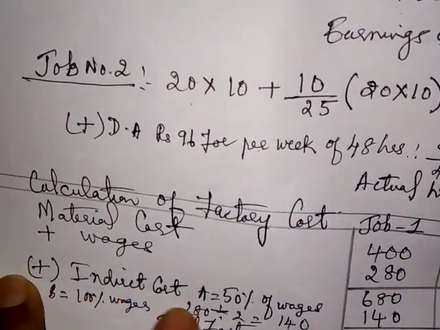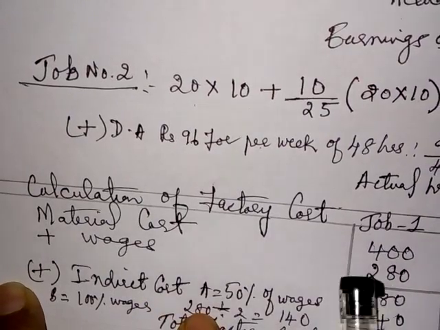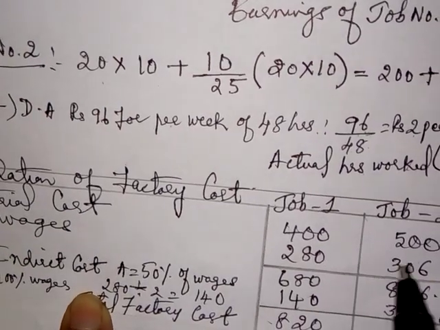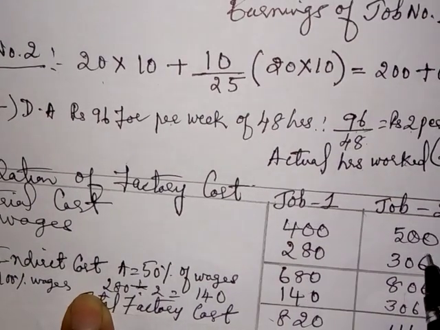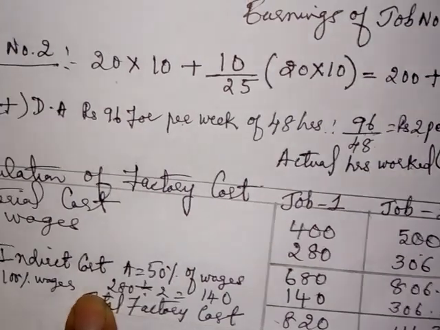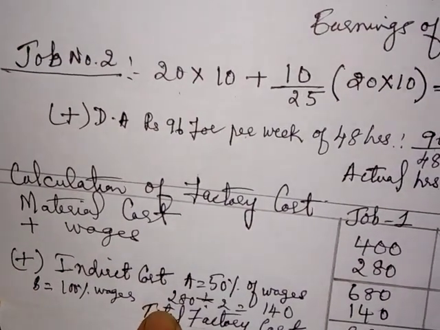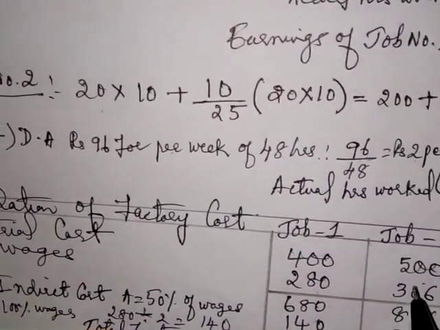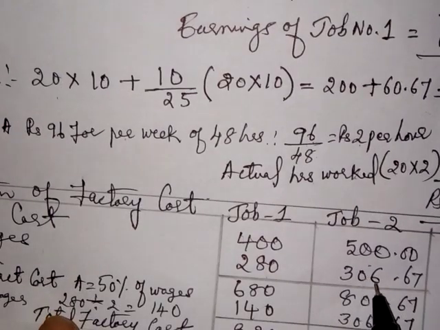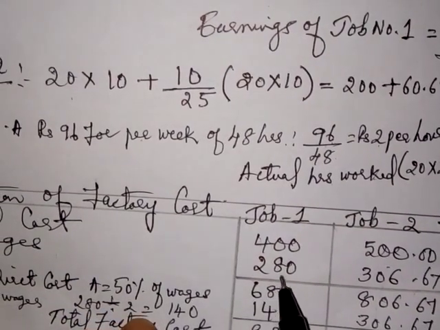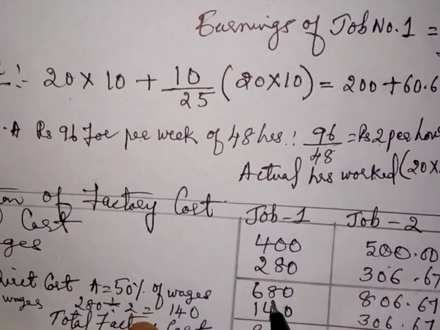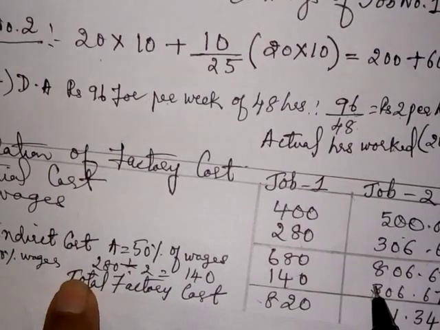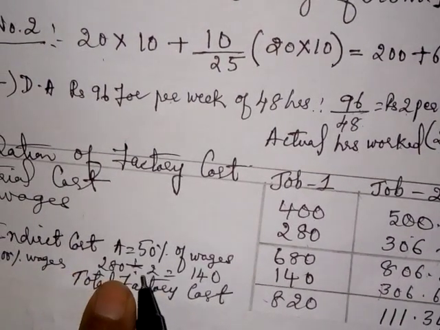Here the information provided in this problem is material cost for job number 1 is 400 and material cost for job number 2 is 500, and wages should be added to material cost. The wages of job number 1 is 280 and the wages of job number 2 is 306.67, and the total of material and wages comes to 680 for job number 1 and 806.67 for job number 2, and the indirect cost should be added.